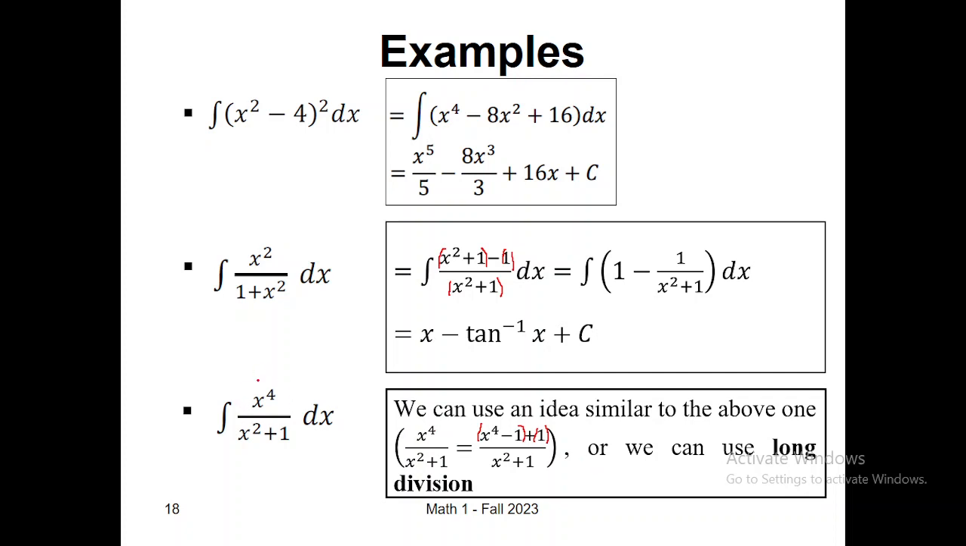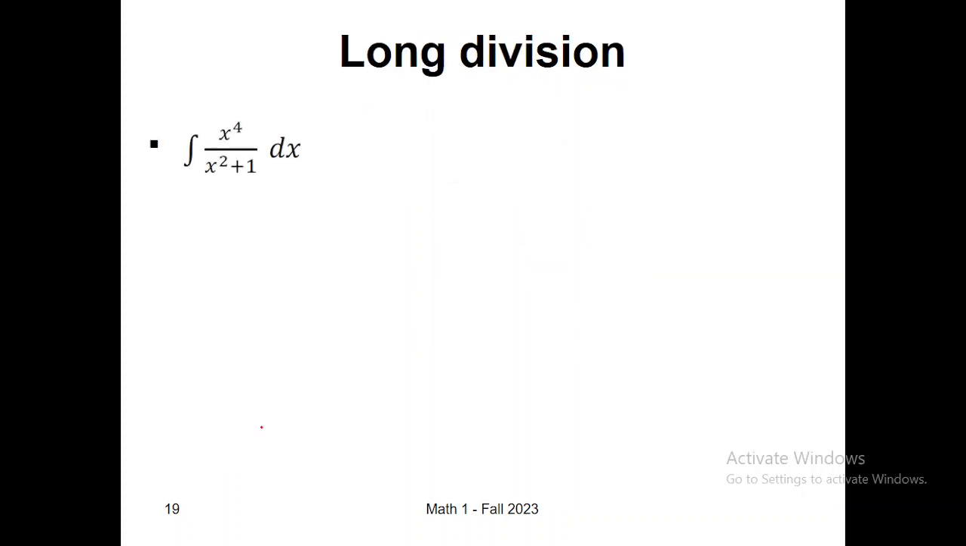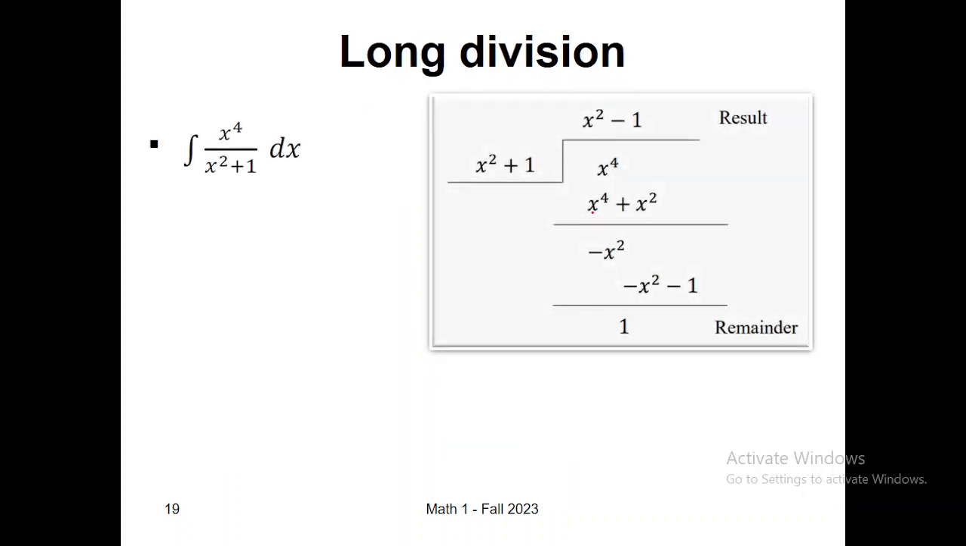In order to deal with this expression, we can simplify it first by applying long division. Let's consider this process. We now want to divide x power 4 by x squared plus 1. We start by dividing the first term in the numerator, which is the unique term in the numerator, by the first term in the denominator. The result will be x power 2. Now we multiply x power 2 by this expression. This gives x power 4 plus x power 2. And now make the subtraction.